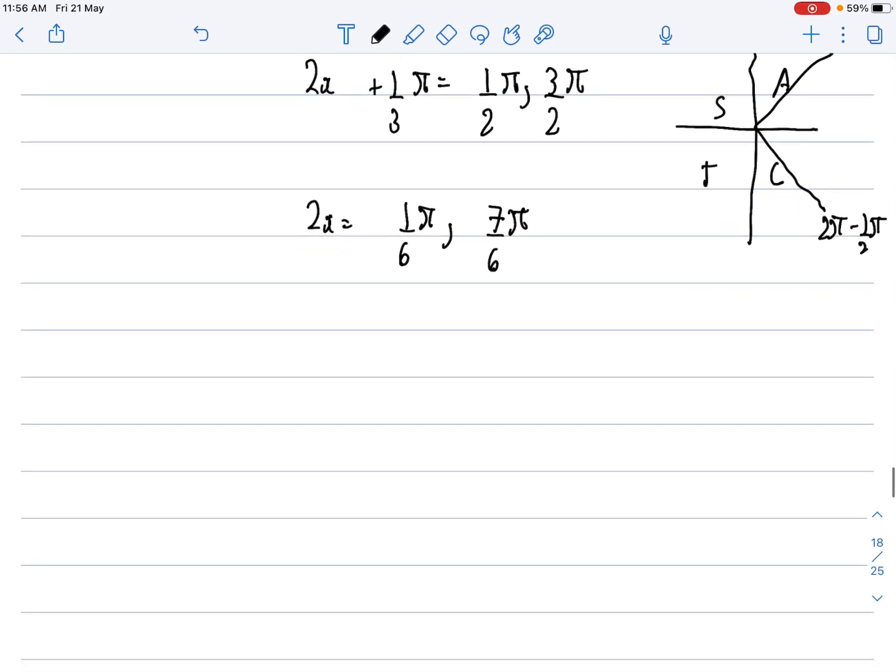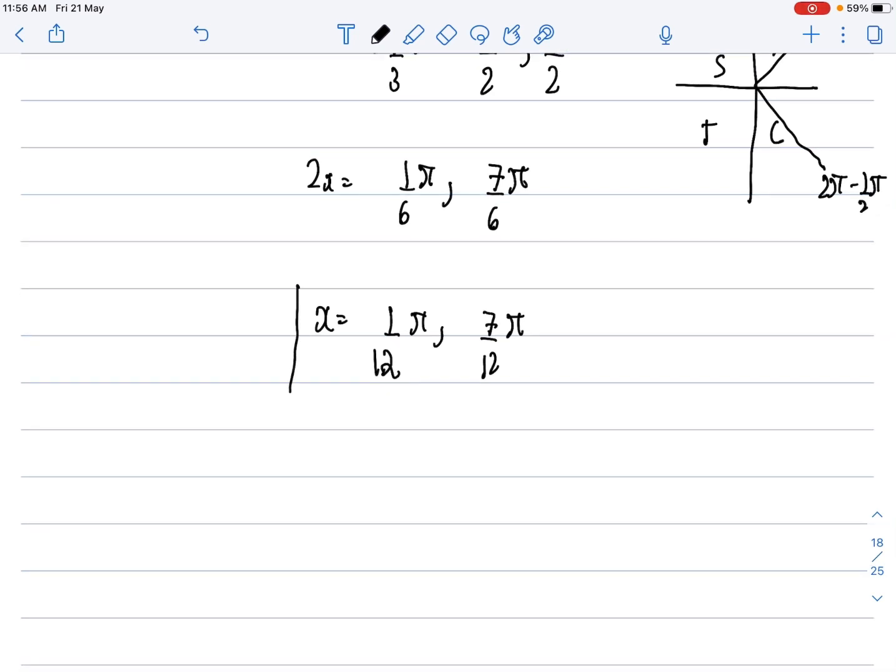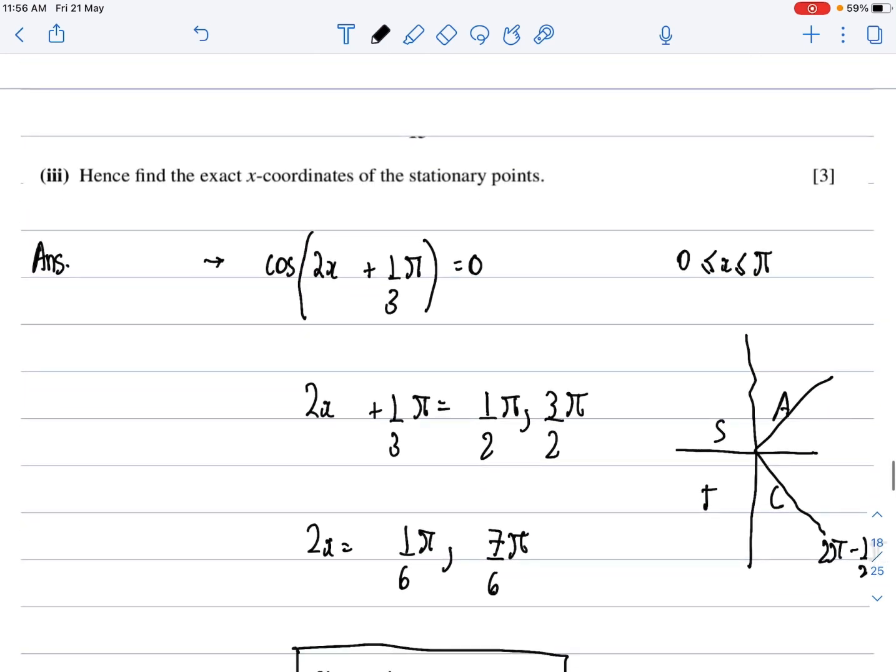Now I can say my x is basically equal to 1/6 divided by 2, which gives me 1/12 pi, comma, and I get 7/12 pi. Now if you see, pi is 3.14 and 7/12 pi, if you try to get in decimals, is 1.83. That means both of these values are lying in my range and these are my x coordinates of the stationary points.